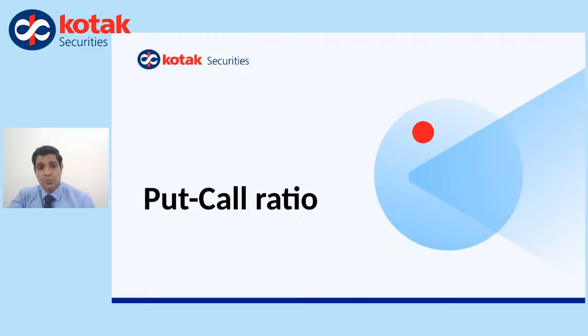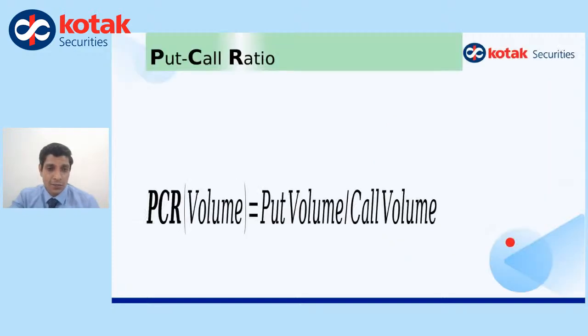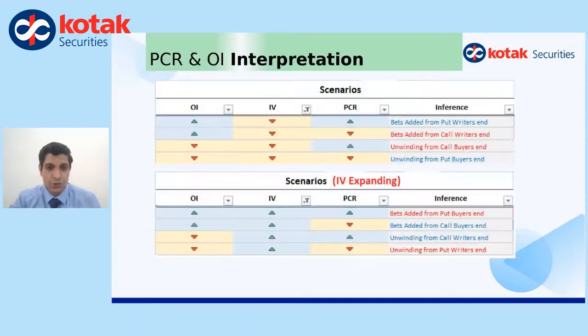So the next most important tool, and a lot of people use it, is the put call ratio. So what exactly is the put call ratio? In mathematical terms, it's nothing more than the number of puts in the market divided by the number of calls. This can be interpreted in two aspects. One is you could use the open interest or the volume of puts and calls to arrive at the ratio.